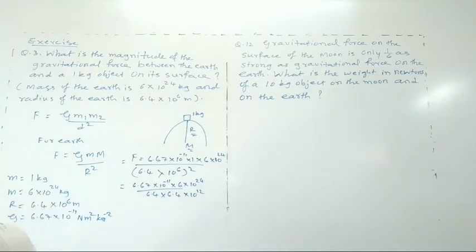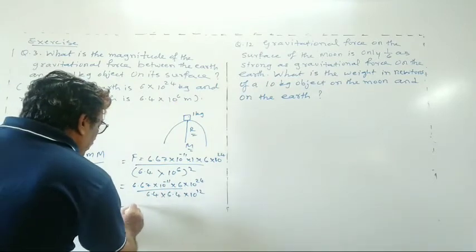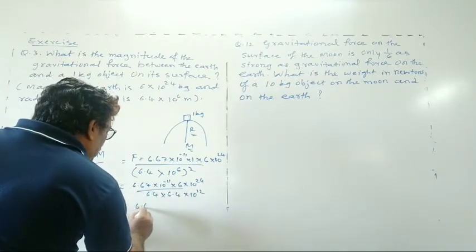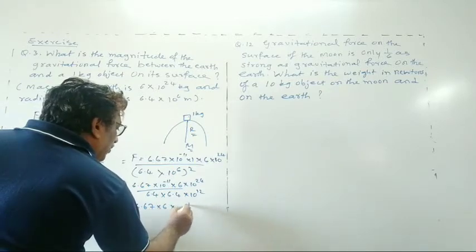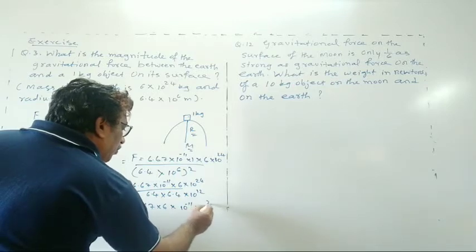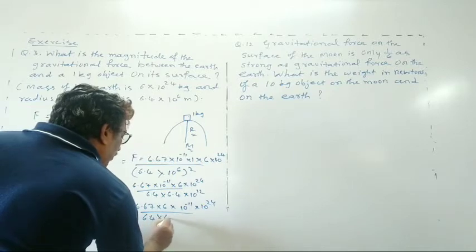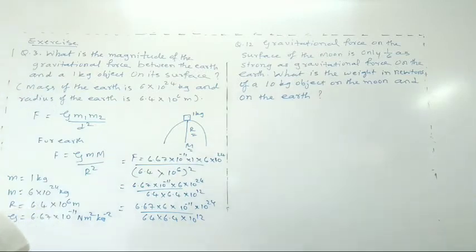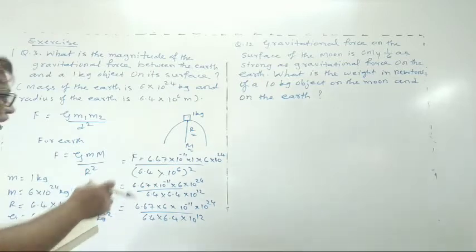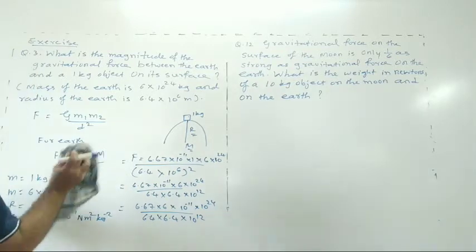Now we have to reduce this. First of all, arrange it like this: 6.67 multiplied by 6, 10 raised to negative 11 multiplied by 10 raised to 24, and below 6.4 multiplied by 6.4, and 10 raised to 12. Now you have to simplify this like this.